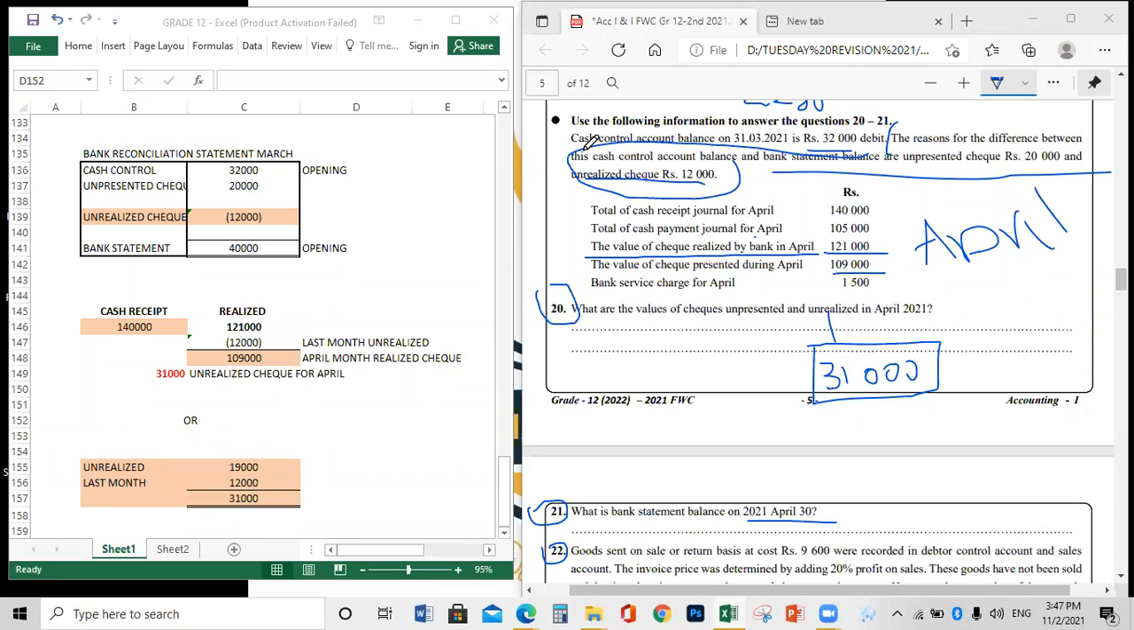Find and tell me how much is the unpresented. Now you can't make a mistake. I'm asking the final answer for the unpresented check. Please think carefully and don't make a mistake. Make sure you do the method which I taught you now.